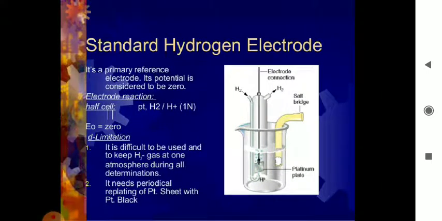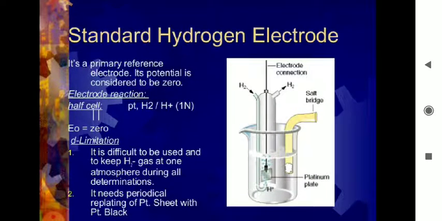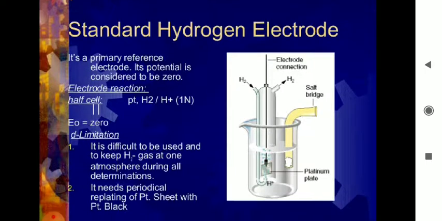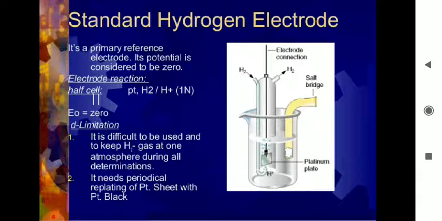Standard hydrogen electrode. Now we are coming to its actual point. It is a primary reference electrode. Its potential is considered to be 0, and its cell reaction we have already seen, and EMF E0 is equal to 0. What are the limitations?